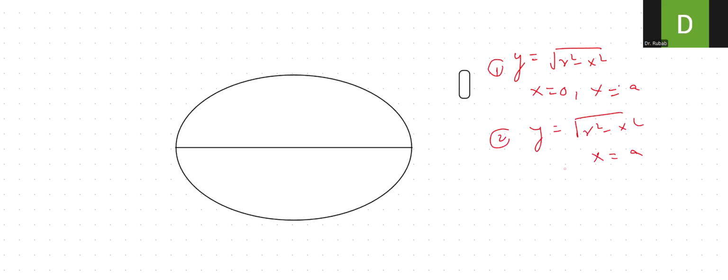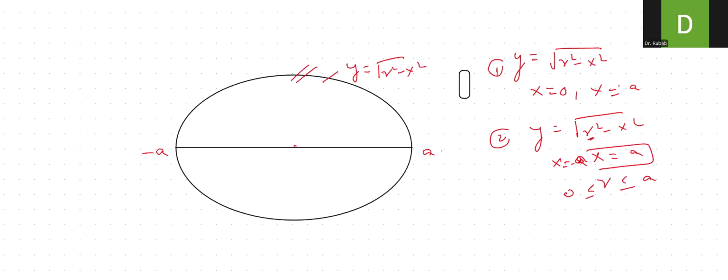So what happens if x is varying from minus a to a? It means it is varying from minus x's to plus x's, and this is y is equal to root of r square minus x square. In this condition, your radius remains from 0 to a because this is the radius. Here it comes. And your theta will be from 0 to pi, right? This is the second case.